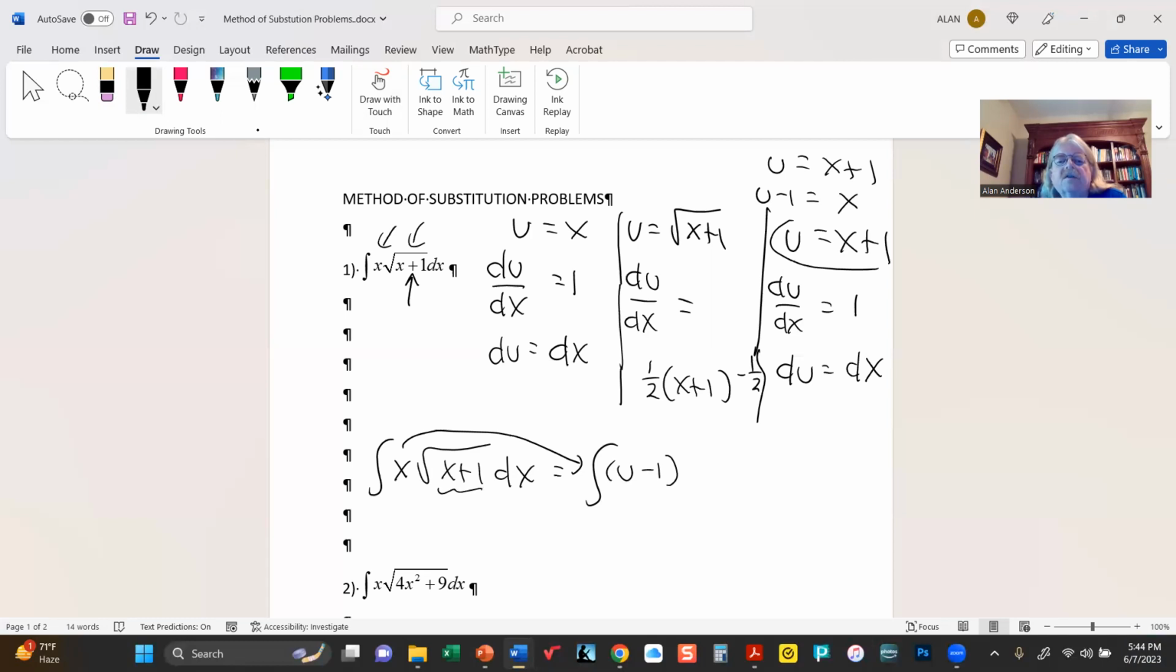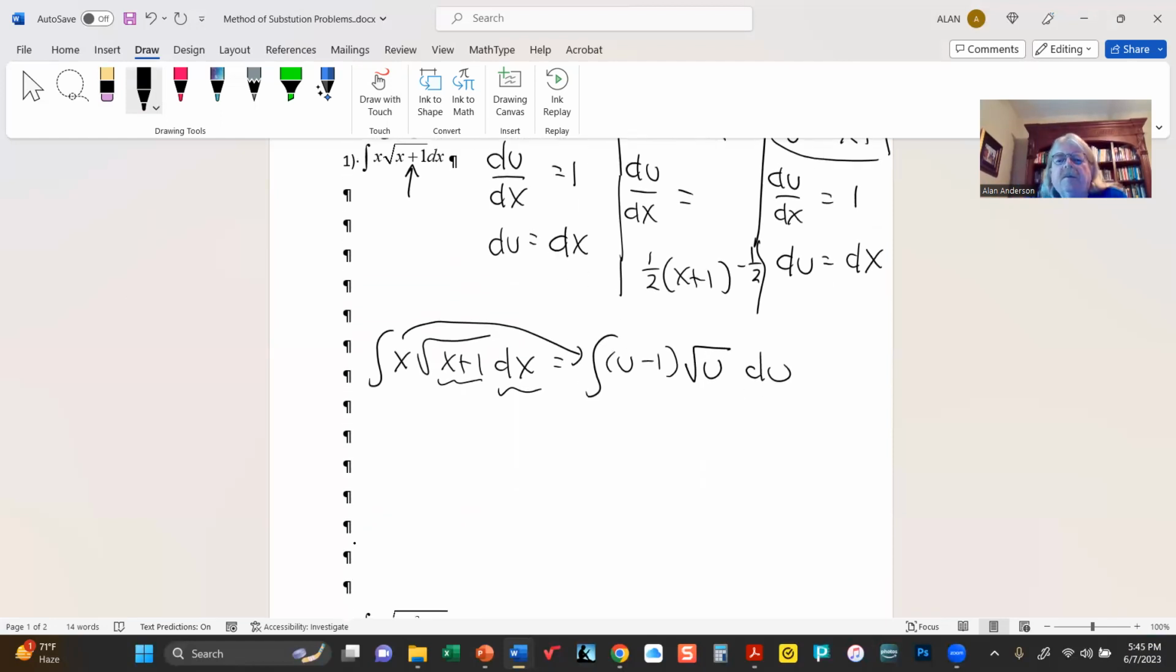Here we would have the square root of u, and then this would simply be du. Now, it looks, again, like maybe we're creating a bigger mess than what we started out with, but why don't we take a look and see what this is actually equal to?